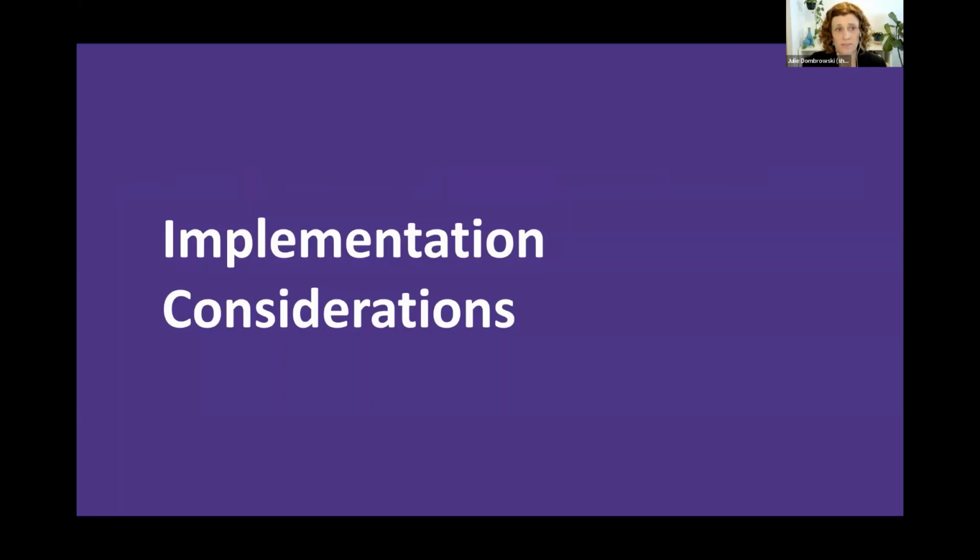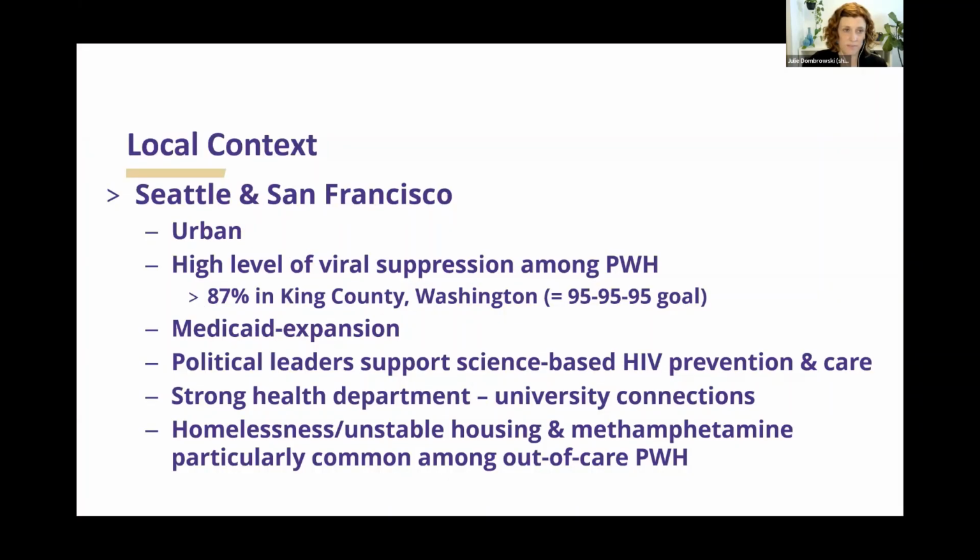Okay, so let's move on now to implementation considerations for anyone who is working or is interested in thinking about implementing a low barrier clinic. What are the considerations? First, I do want to acknowledge the models I've talked about so far are in Seattle and San Francisco primarily, which does have some very specific local context factors. They're both urban settings. There's a high level of viral suppression among all people with HIV.